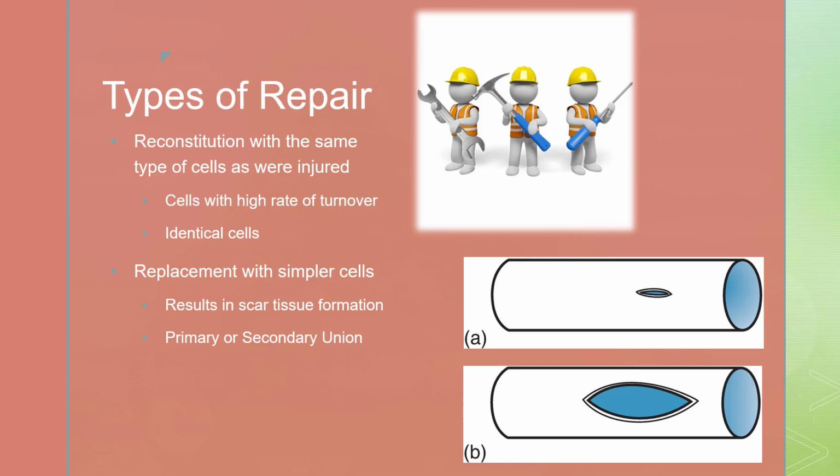In replacement, we have replacement by simpler cells. This results in the replacement of tissue with scar tissue formation. This type of repair is also known as repair by connective tissue. This can occur either by primary union or by secondary union.